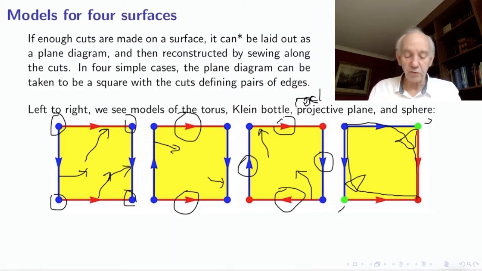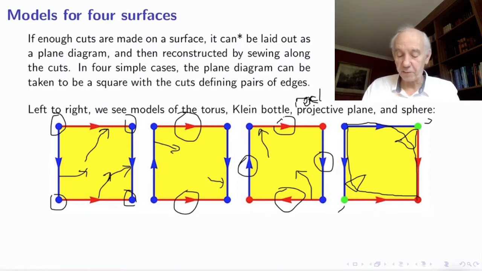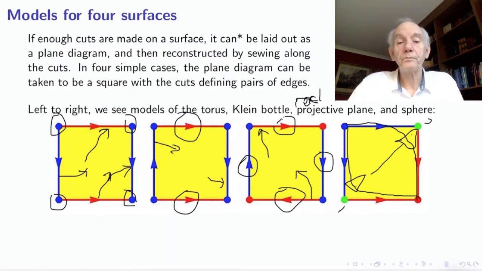The Klein bottle, they're all the same point. The projective plane, there are really 2 points. There are the blue and blue is 1 point and red is 1 point. Whereas for the sphere, there are 3 separate points. These 2 points will get identified when I glue this arrow to this arrow. So there are 3 distinct points rather than 4.